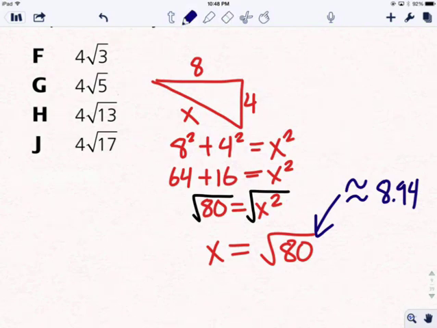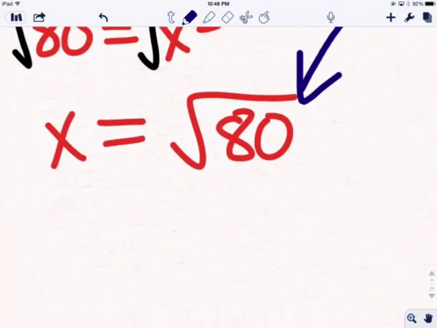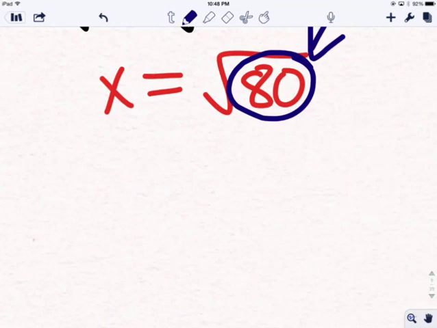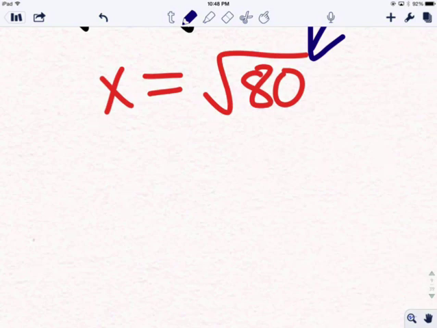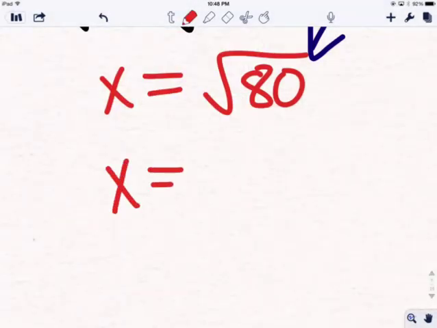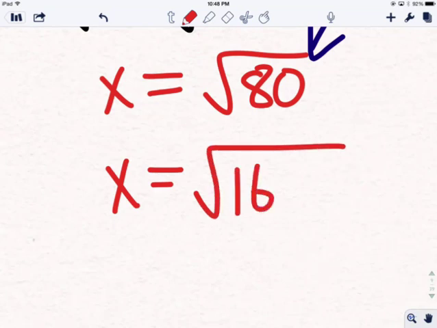But if you want to actually simplify it the way that I taught you in class, what you would do is say, all right, 80. What is the largest perfect square factor of 80? Is it 16? I think it is. What happens if we take out a 16, if we factor out a 16? 16 times what equals 80? Well, I think that it is 5.